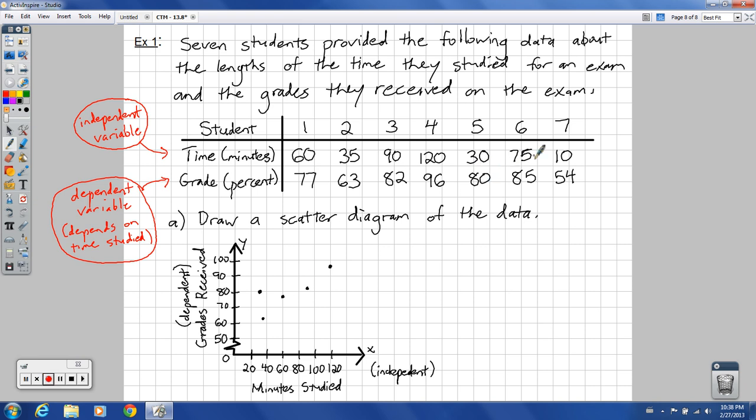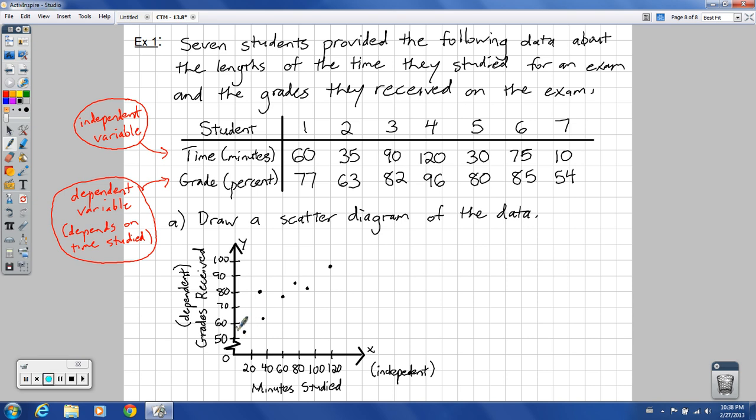And then 75, 85. So here's 70, go a little bit farther than that. 75 and 85, halfway in between, right about there. And finally 10, 54. So 10, right about there. 54 is going to be just under halfway there.